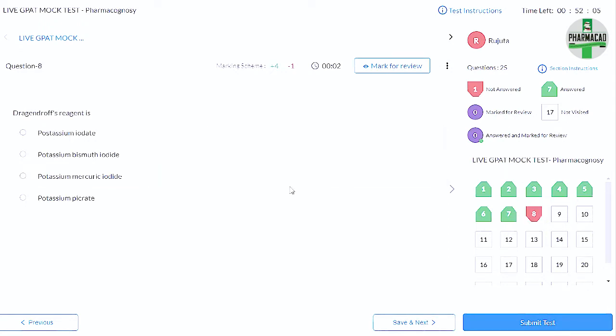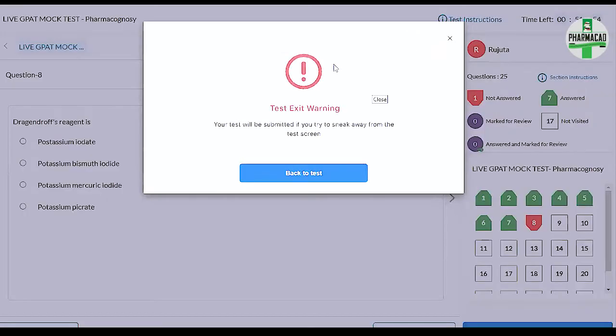The next question is again a very easy question. Dragendorff's reagent is what? Potassium bismuth iodide.